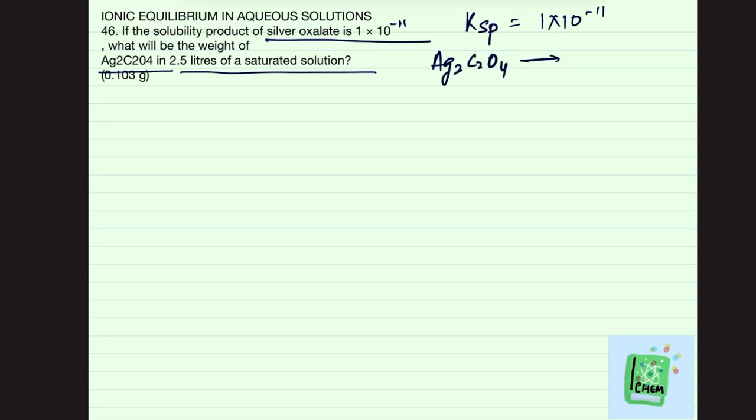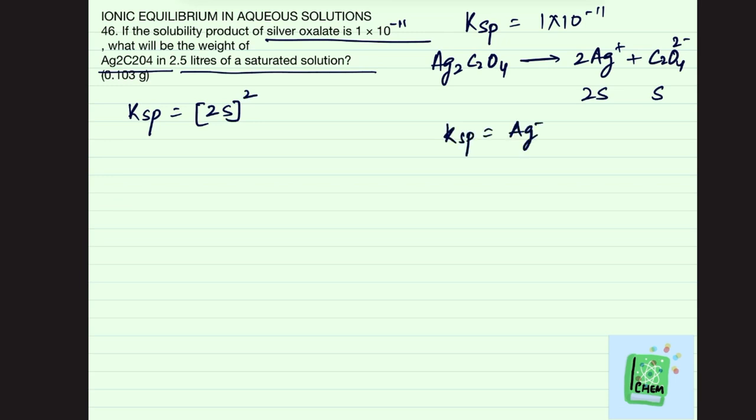Silver oxalate forms 2 moles of silver ions and 1 mole of oxalate ion. ठीक है? अगर इसकी solubility S moles per liter है तो यहाँ पे concentration of silver ions हो जाएगी 2S moles per liter, oxalate ion की concentration हो जाएगी S moles per liter. तो solubility product का value आ जाएगा concentration of silver ions raised to the power 2.